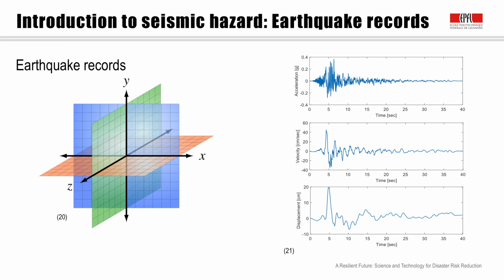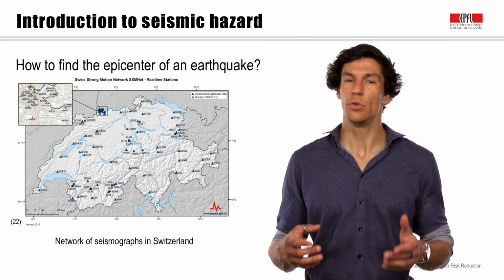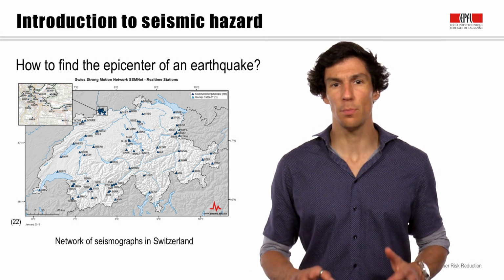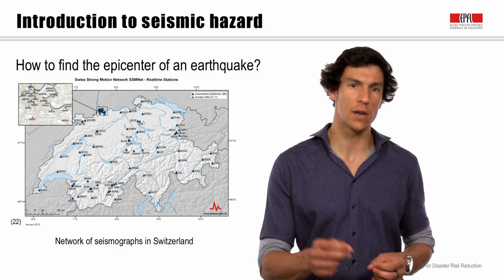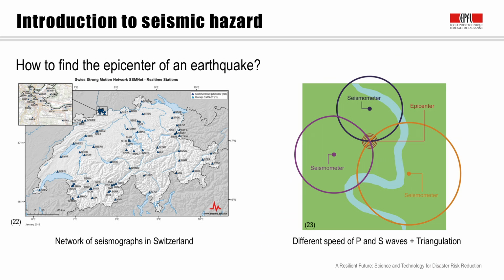Besides, these records can be measured along any two perpendicular horizontal directions or even along the vertical axis. Using the existing networks of seismometers, scientists can then determine exactly where the earthquake was, based on the speed difference between the P and S waves and by using a method called triangulation.